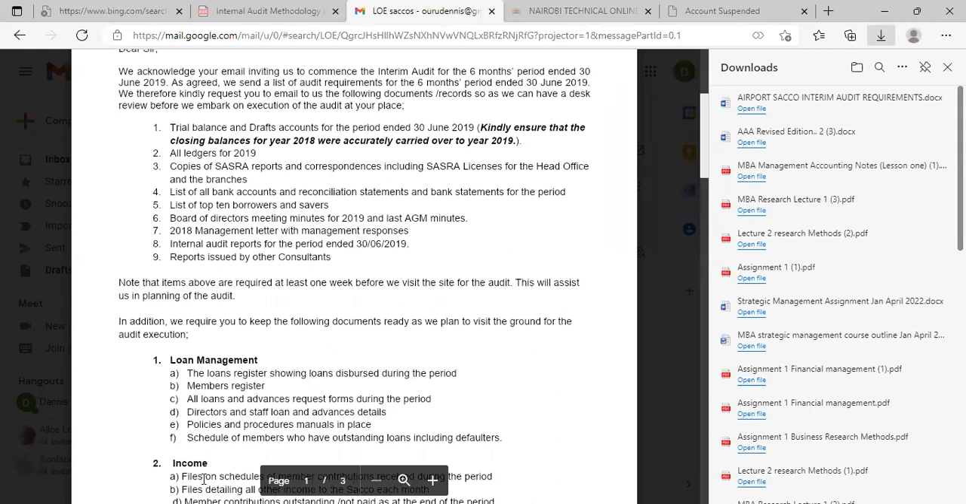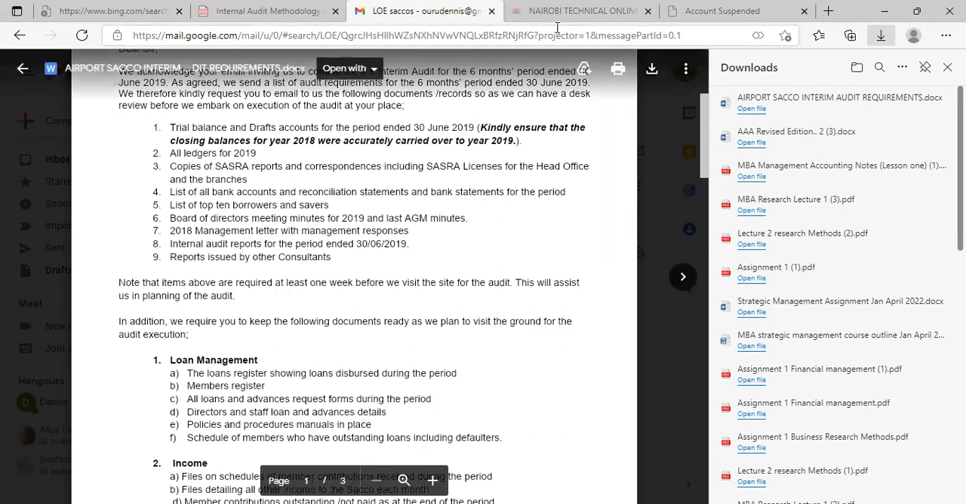Then under income, you need files on schedule of members' contribution received during the year, files detailing all other incomes that can come to the company. You need to have a list of all sources of income. Then members' contribution. If there is any outstanding income, you also need that list. So that is an example of a list of requirements.